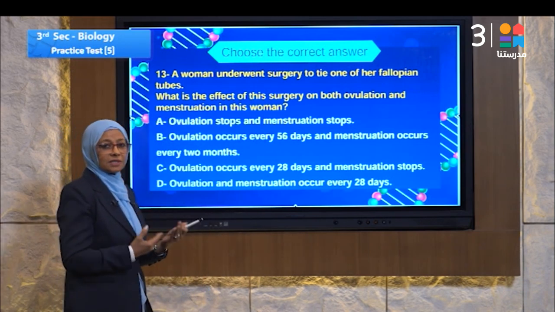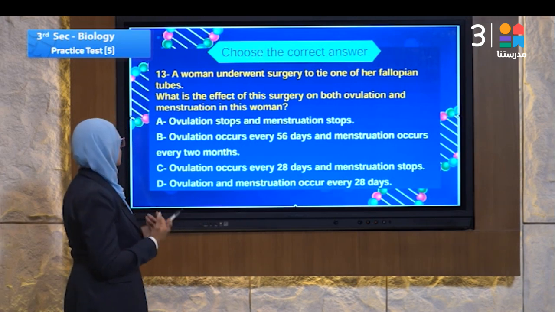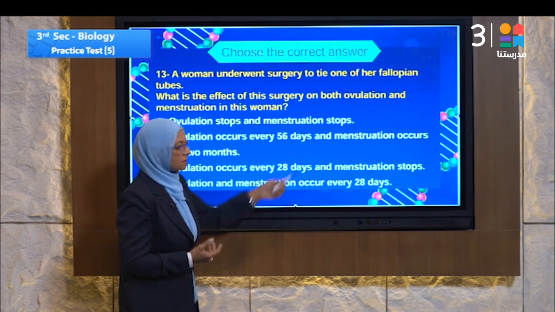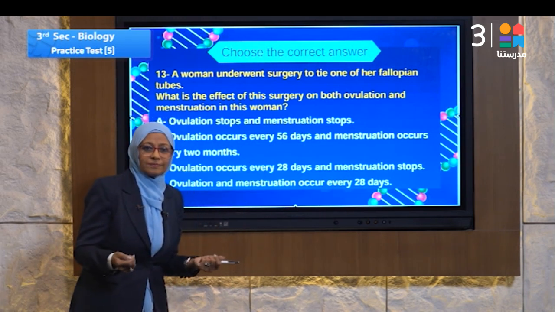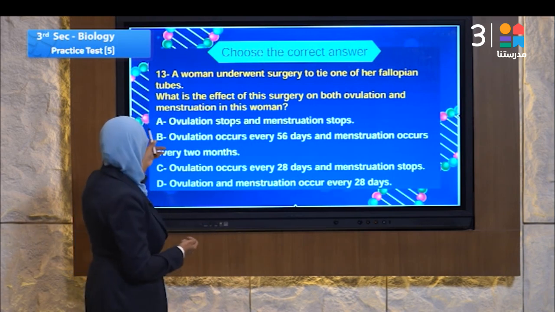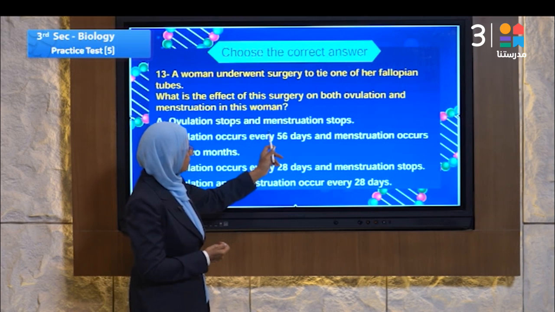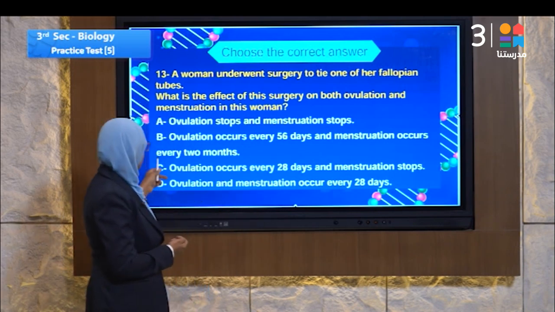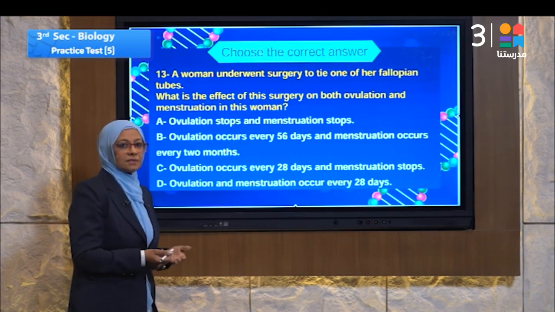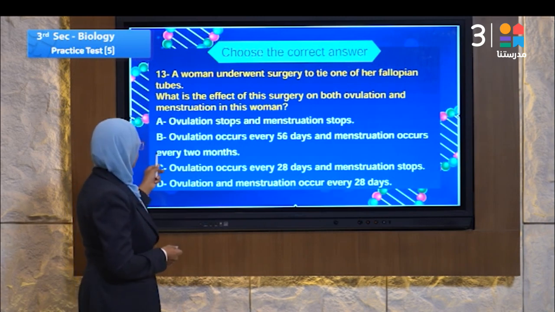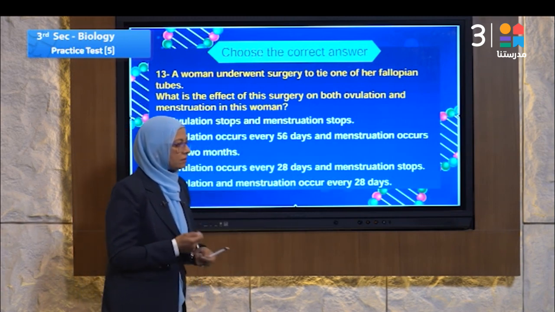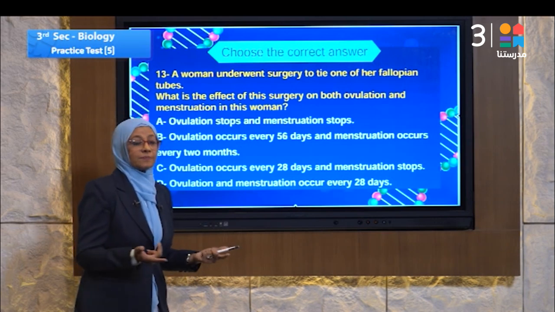So let's read the choices and decide which one is the answer. A: ovulation stops and menstruation stops. No, we're tying the fallopian tube only. It does not affect the ovaries or the hormones. B: ovulation occurs every 56 days and menstruation occurs every 2 months. 2 months, 60 days? No, that's not affected. Ovulation occurs at 56 days? No, ovulation is done each month.